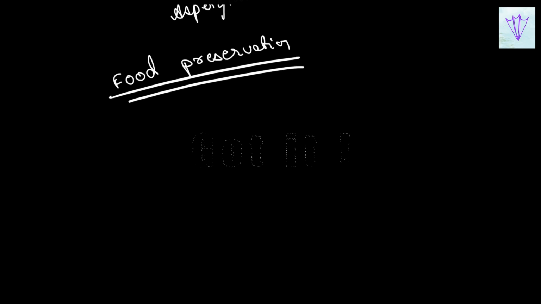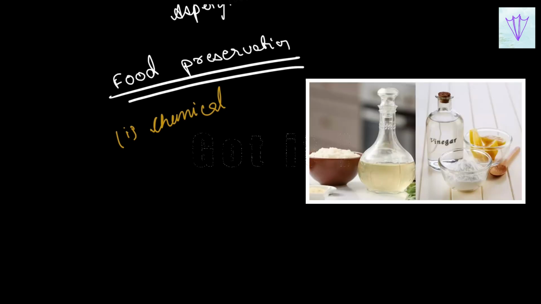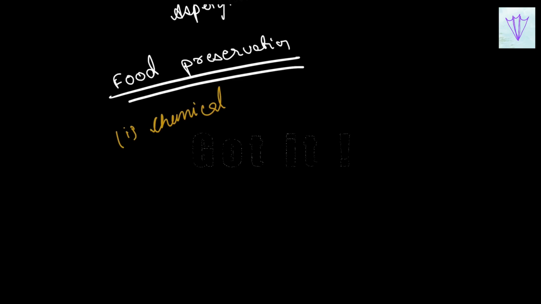Some of the methods of food preservation include the chemical method. That is, chemical preservatives are commonly used to preserve food materials. Some of the most popular are vinegar, sodium benzoate, and many more. These are used in jams, jellies, and sauces.